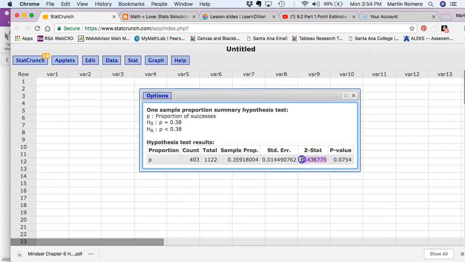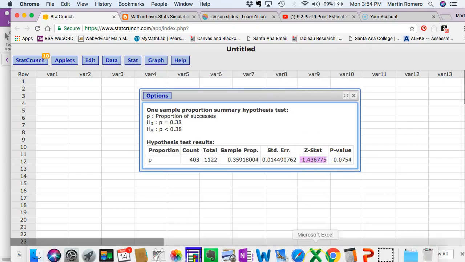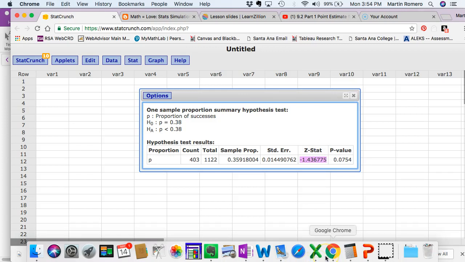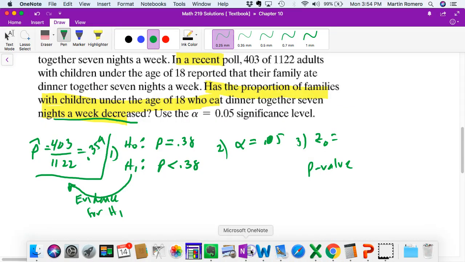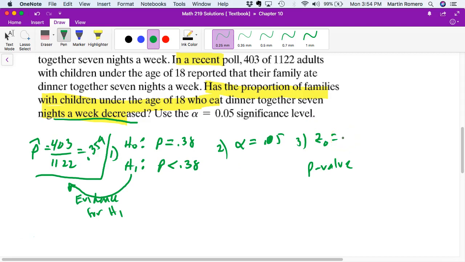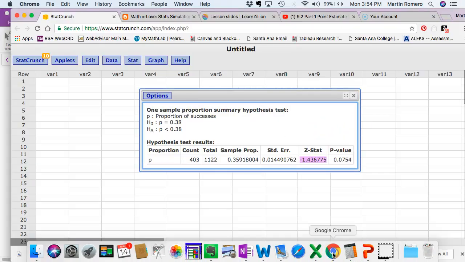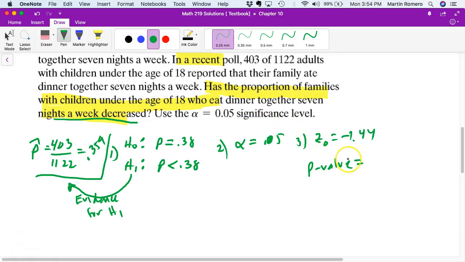And so then we end up with those values there. Your z statistic is negative 0.1436 or negative 0.144. So that's what we would have there, negative 1.44. The p-value associated with that test statistic is 0.0754. So we have those values there. And then step 4 is then to make a conclusion.